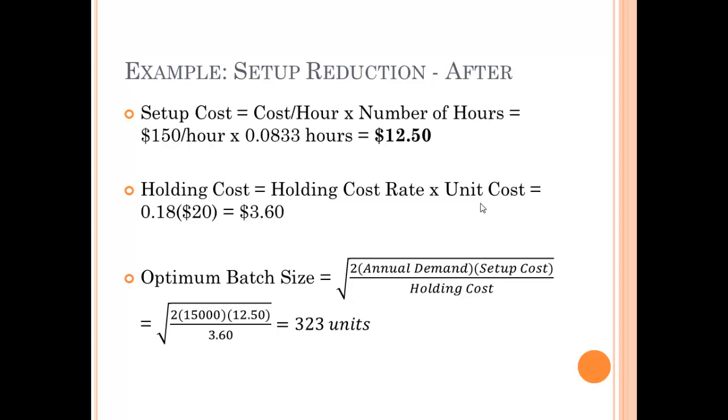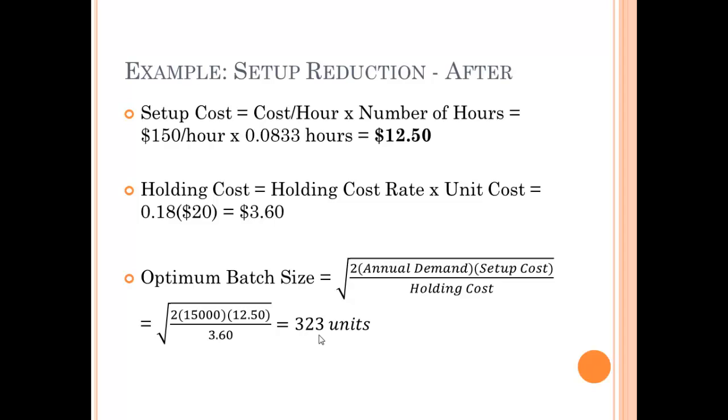Now we're going to change it to reduce the setup time to 5 minutes. So now it's 150 per hour times 5 divided by 60, so 0.833 hours, and we get $12.50. The holding cost is the holding cost rate times the unit cost. That's the same, $3.60. So now we find the optimum batch size. 2 times annual demand. Now the setup cost is smaller, $12.50, divided by the holding cost, $3.60. So now we've reduced the optimum batch size to be 323 units.